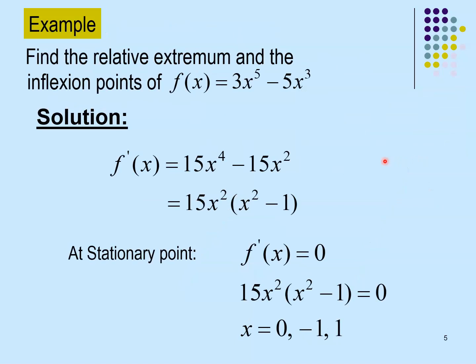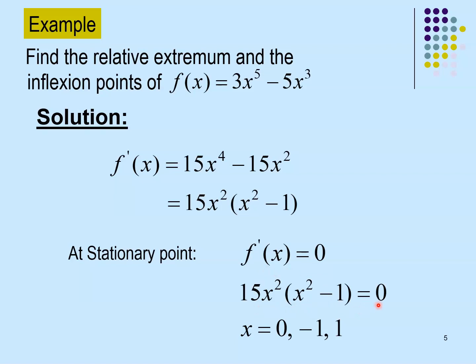Let's see the next example. Find the relative extremum and the inflection points of this function. Relative extremum means you need to find both the relative maximum and relative minimum. Okay, first thing you need to do is to differentiate this function. So after you differentiate this, you will get this. So we know that in order to find the critical values, you have to equal this to 0. The first derivative must be equal to 0.